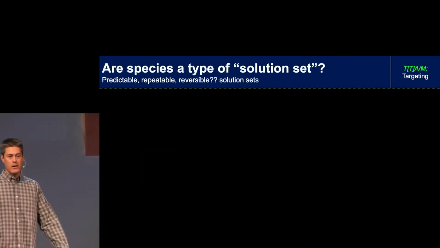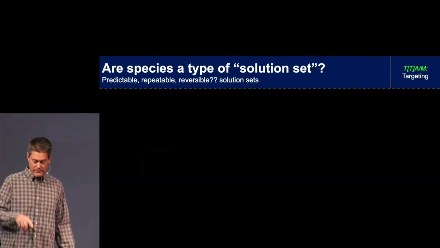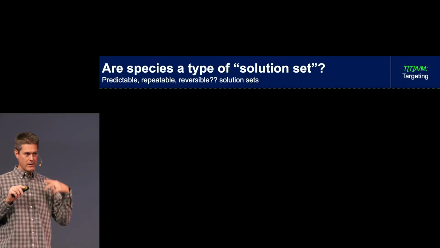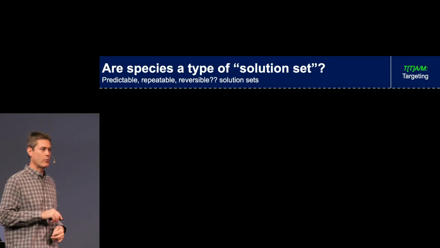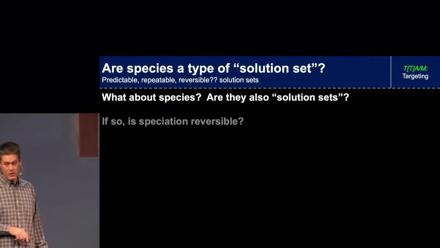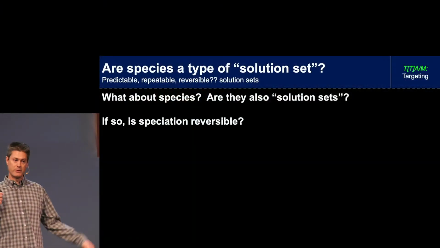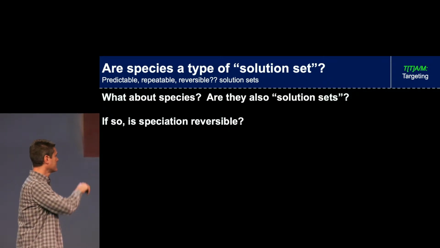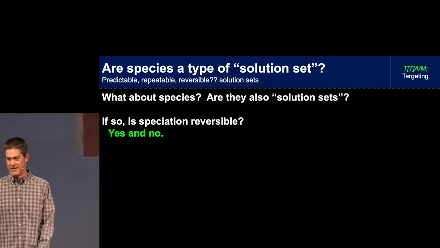All right, so we've gone through a lot of species that are basically the same species that you can see how they have solution sets they employ to respond to their environment. But what about species in general? Are species also solution sets? And if so, does that mean speciation is reversible? Because we just talked about predictable, repeatable, reversible. So the answer to that is yes and no. What do I mean by that?